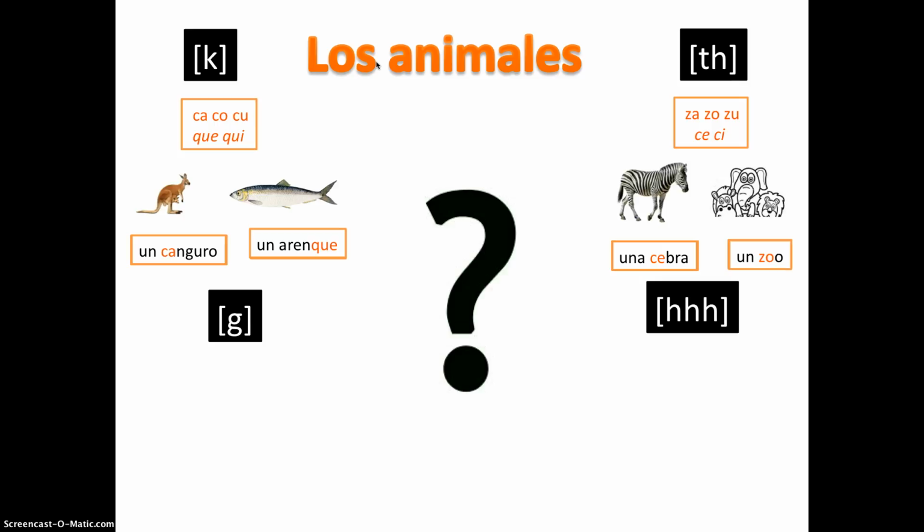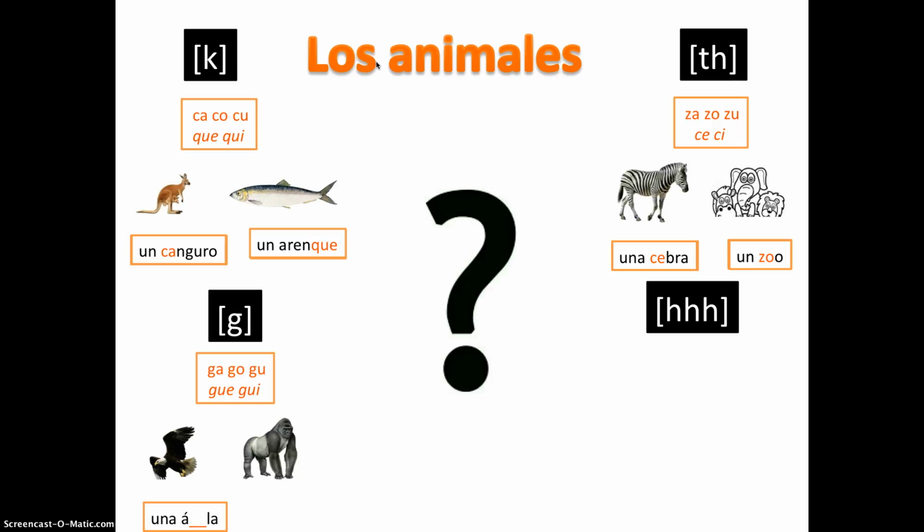Well done. And moving on to the g sound, same again. We have ga, go, and gu with a G, but if we're going to make it with an E or an I, we have to put in the U to get ge and gi, as in the examples águila and gorila. So una águila, what will the spelling be? Yes, G-U-I, well done. And the gorila, what will the spelling be? Una gorila with a G-O. Good.